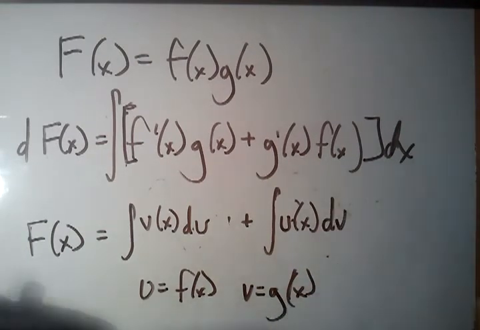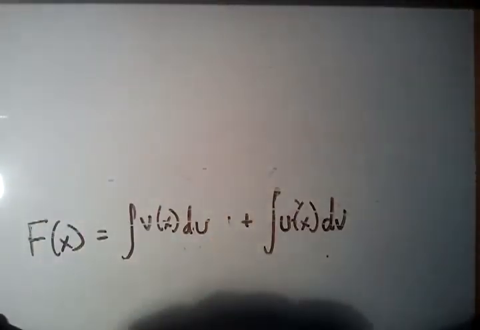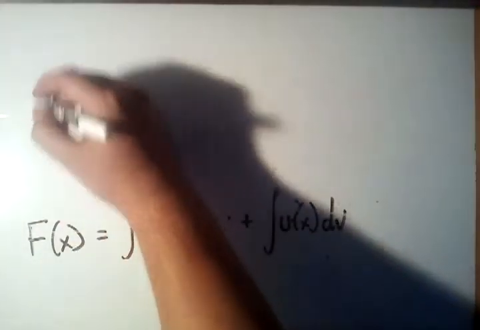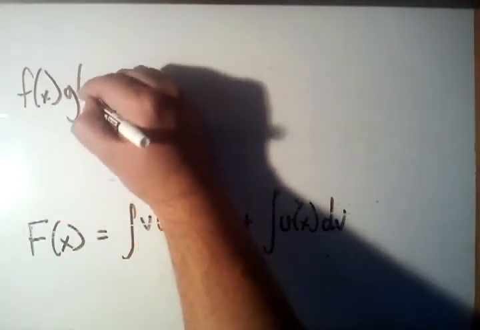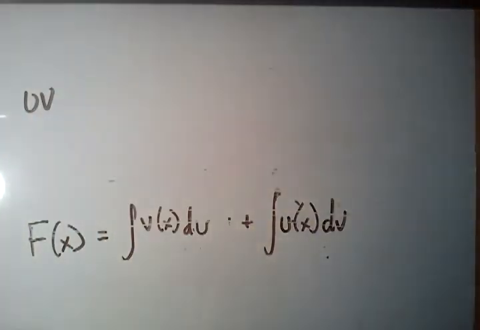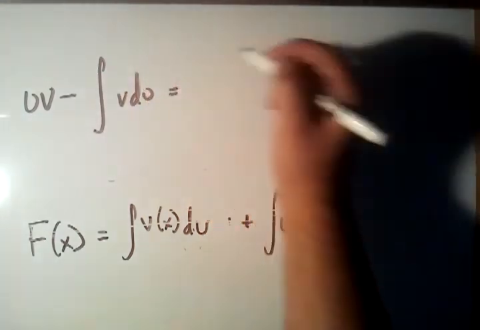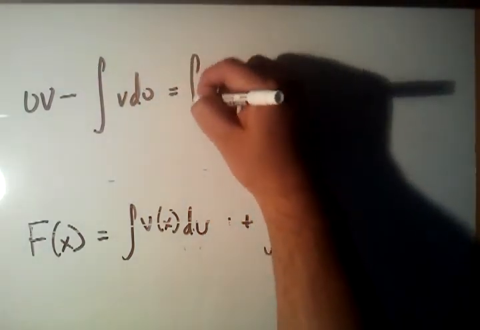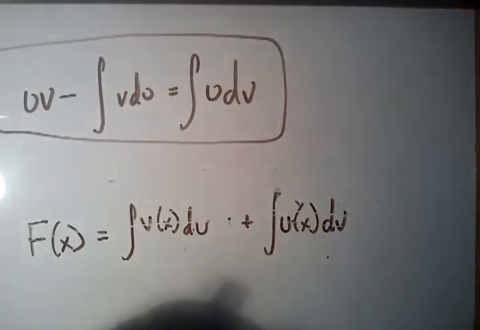And then if we get rid of all this stuff on the top and bottom, and then we just rewrite it, I'm going to write f of x in its true form, so f of x, g of x, and let's write uv instead, so u, v, minus the integral of v, du, equals u integral dv. And that is our integration by parts that we all know and love.